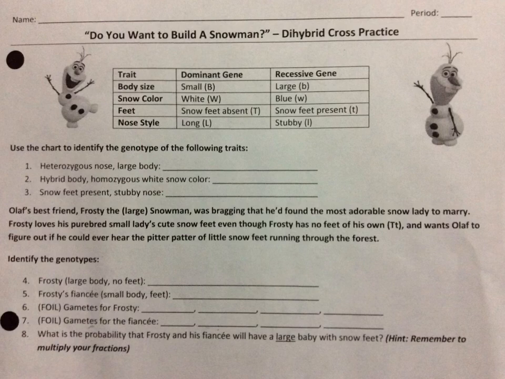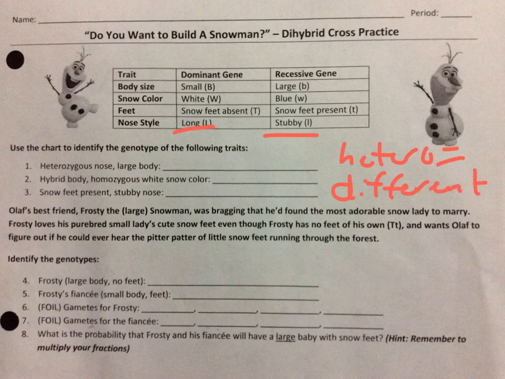Okay, so for number 1, I'm going to look at my nose style here, and I see I could have a long nose or a stubby nose. So remember, hetero equals or means different. So in this case, when I'm talking about different, I'm just saying my letter combination is different. My alleles are different. I have a dominant and a recessive allele. So I have a long and a stubby allele. Okay, so that's one trait. We know how to do that.